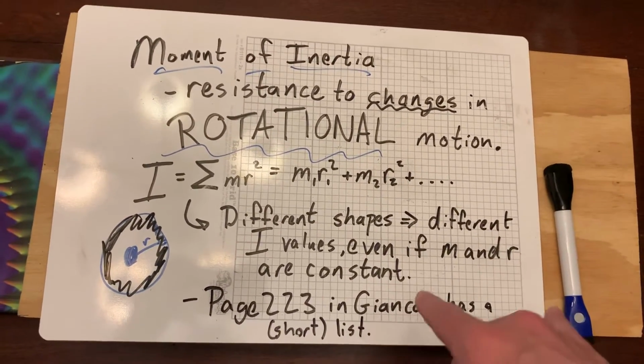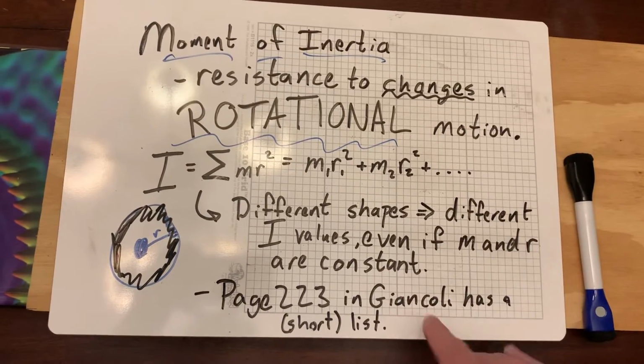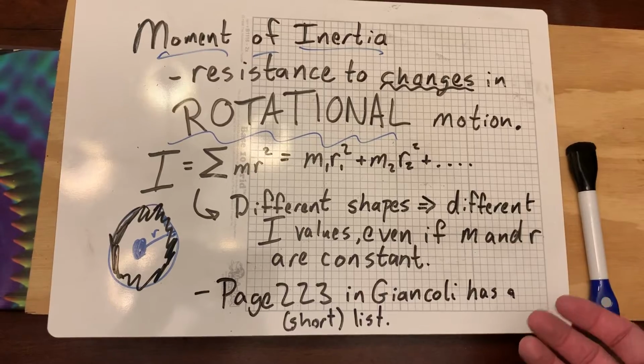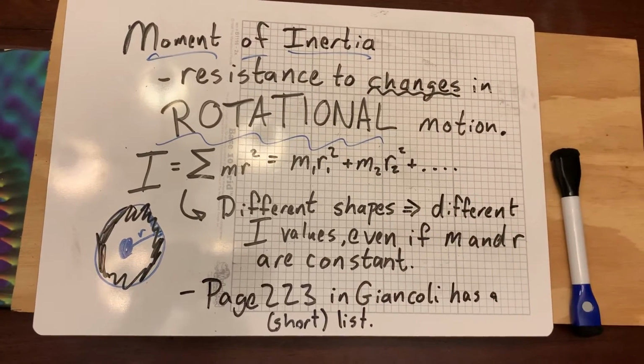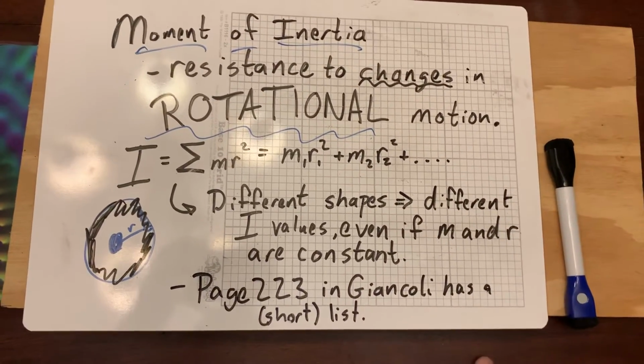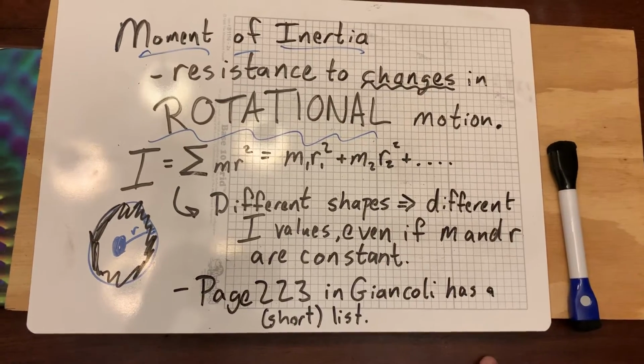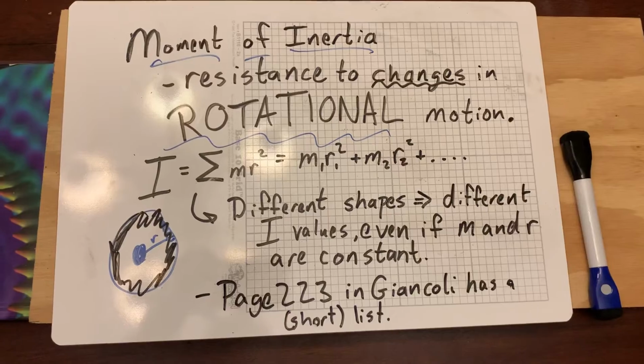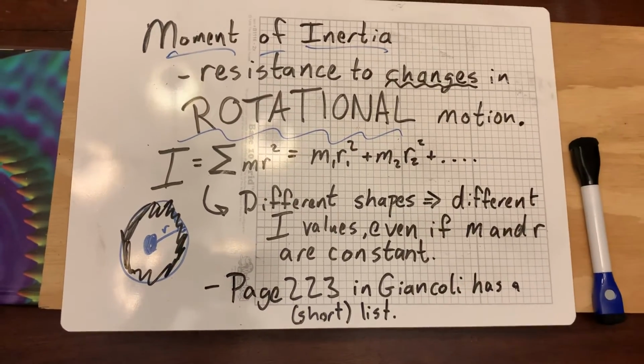Honestly, there's a lot more out there. Like Giancoli doesn't do hollow spheres, I would put hollow spheres in there as well. Just as many, well, not as many as I can find. If you have 1,000, that's gonna be too many. But anyways, there we go. That's moment of inertia.